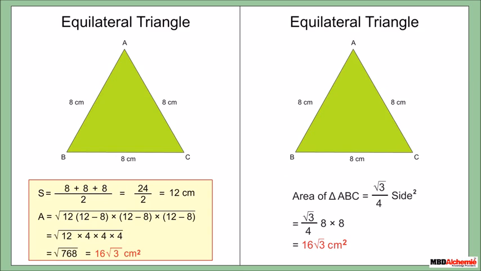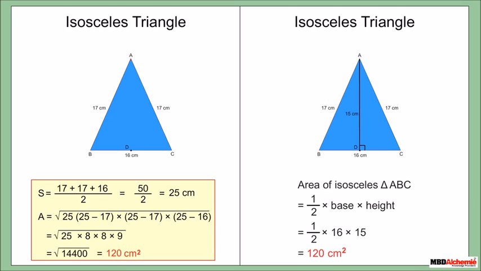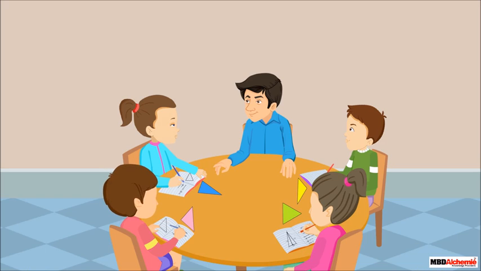Similarly, the area of equilateral triangle is 16 root 3 centimeters square, which is the same as we found the area of the same triangle by applying the formula for an equilateral triangle. Similarly, the area of isosceles triangle is 120 centimeters square, which is the same as we found the area of the same triangle by applying the formula for an isosceles triangle. Now, Sid, Ria and Sophie are thanking Neil's father for sharing about Heron's formula.